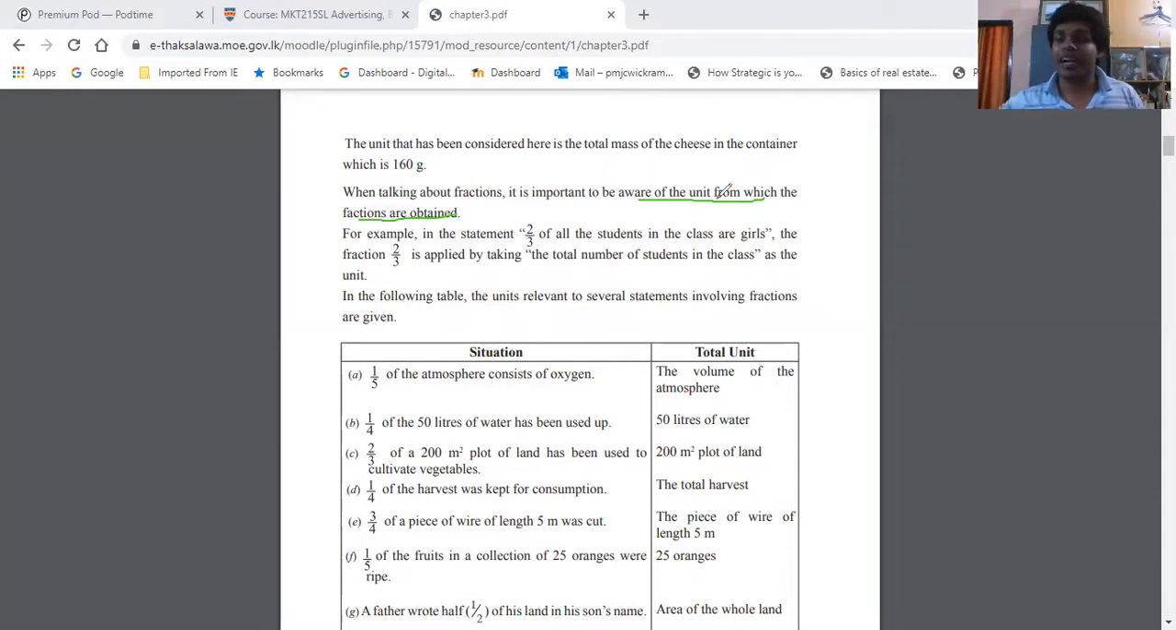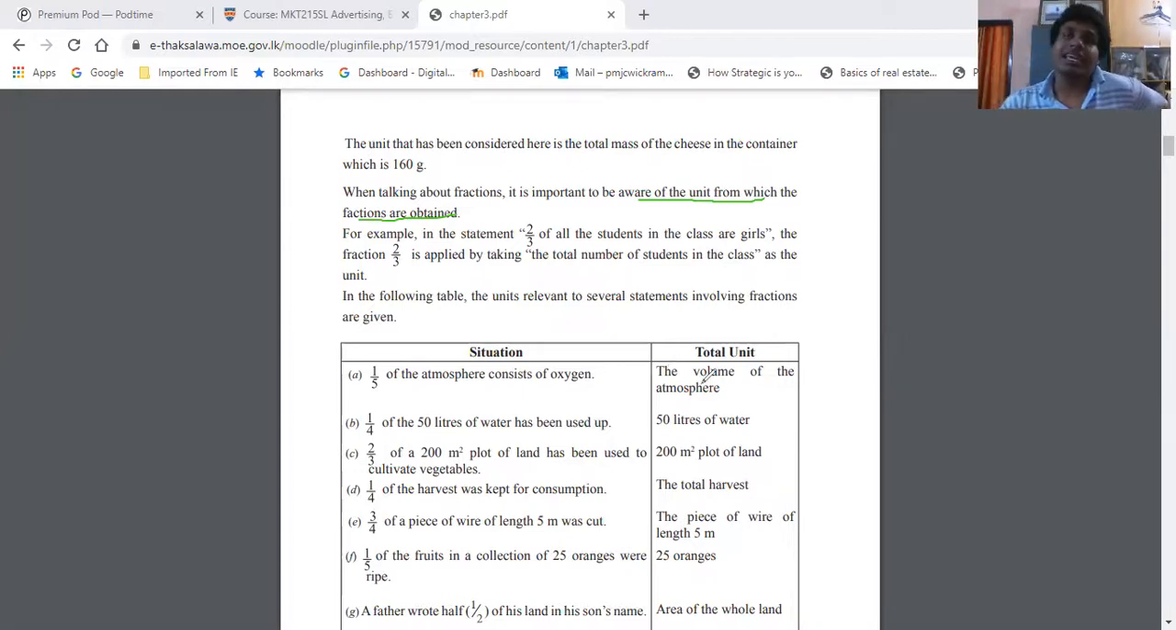When you're giving it to your friend, you're giving two pieces away. But that means from the original 10 pieces, you give 2. So that original 10 pieces is your comparison, the main comparison figure. You should be aware of that unit. What is that unit?